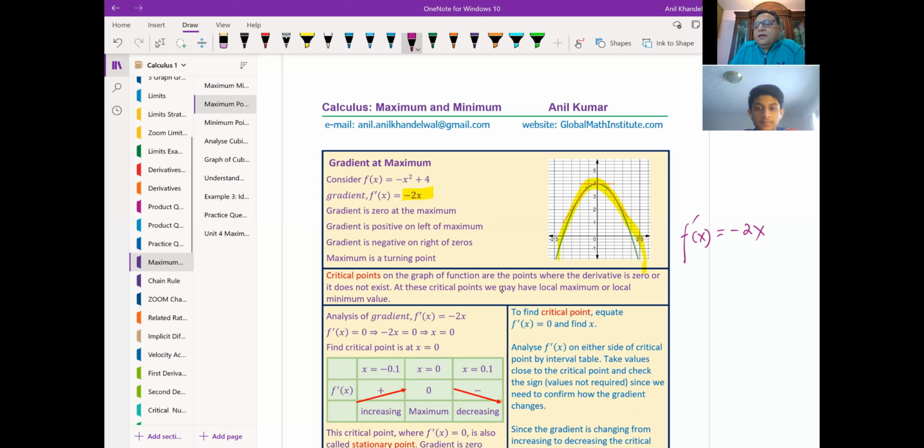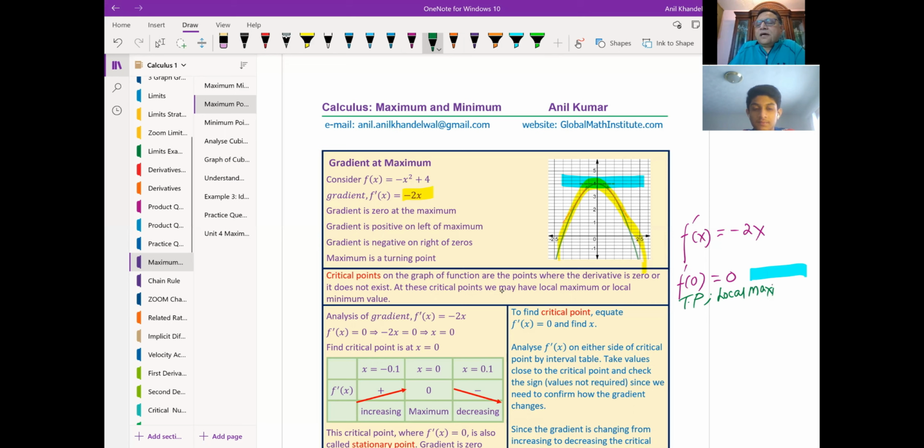So if x is 0, then what is the gradient? 0, sir. 0. So you can see if x is 0, the gradient is 0. That means this is the horizontal line, correct? Right. And 0 gradient implies what? A turning point in this case, right? Yeah, we can say turning point. In this case, it also implies a local maximum, right?